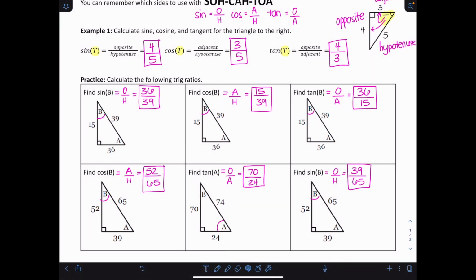Here are the answers to the practice problems. You can pause on this screen if you need a second to check your answers. Again, make sure that you're paying attention to the correct angle.